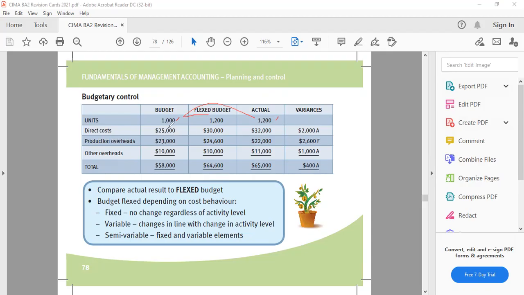Now, after the budget is revised, 1,200 is equal to 1,200. Now comparison can be taken up. So that is also most appropriate because both the plan and the actual are at the same activity levels. So the comparison would be appropriate here.